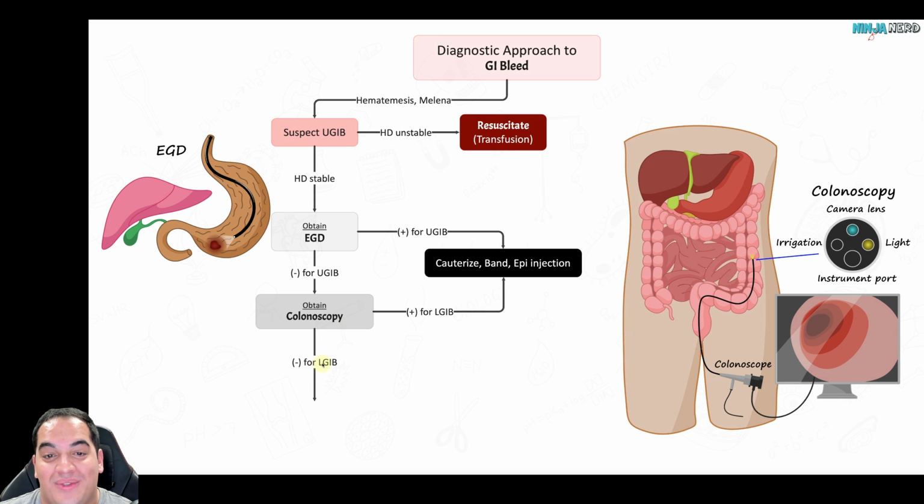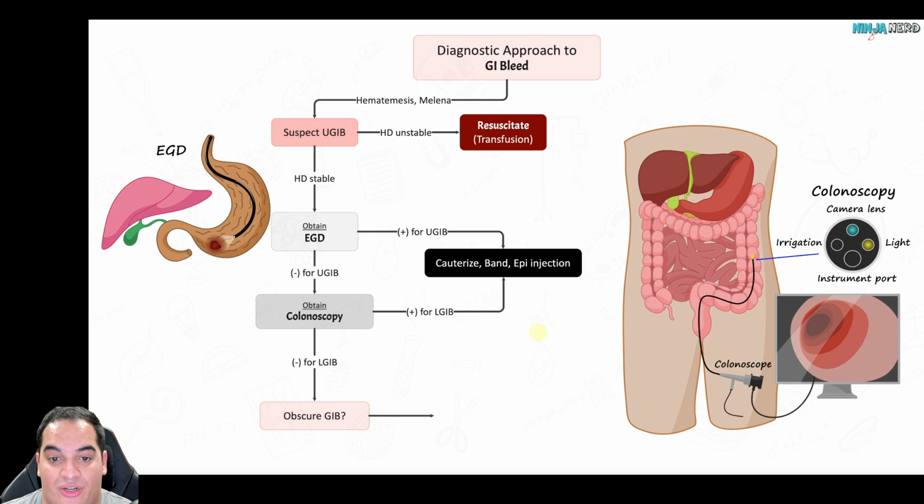Now, if you don't see a lower GI bleed, then at this point you've said, I don't see anything in the upper GIT. I don't see anything in the lower GIT. You could eventually later go back and scope them again, but oftentimes we're going to say that this patient has an obscure GI bleed or an intermittent GI bleed that I'm missing, and I can do other tests for that. So what are some of these things that I could do to find this obscure GI bleed?